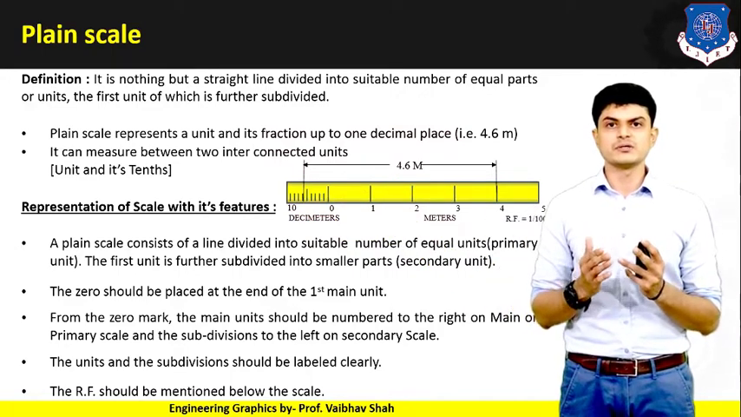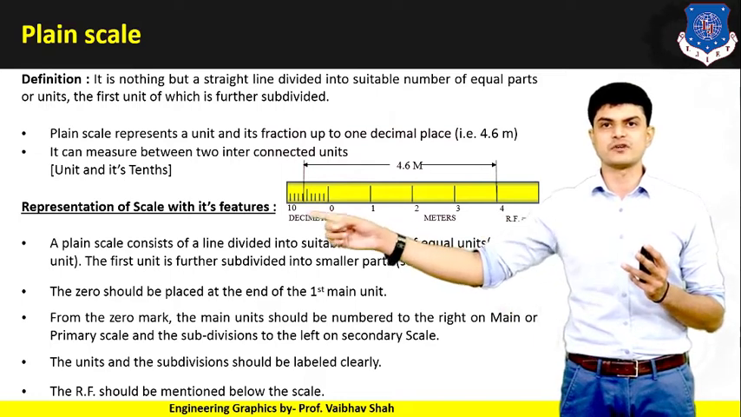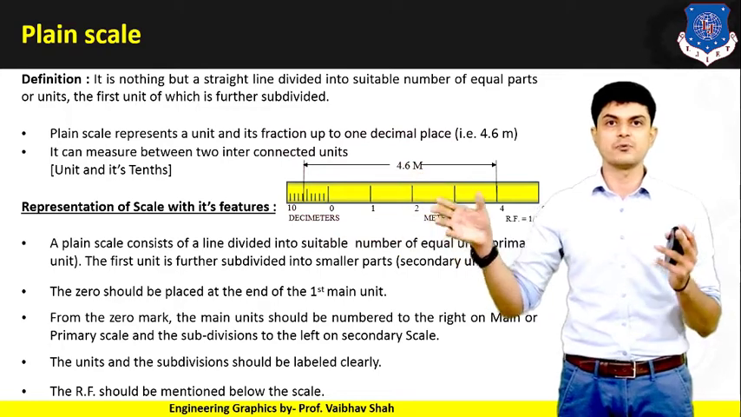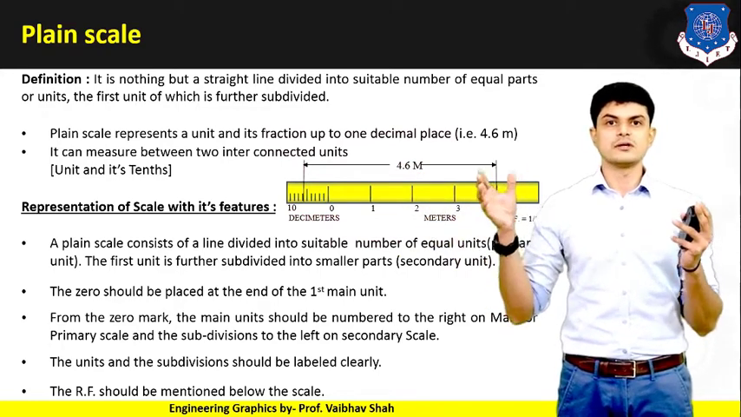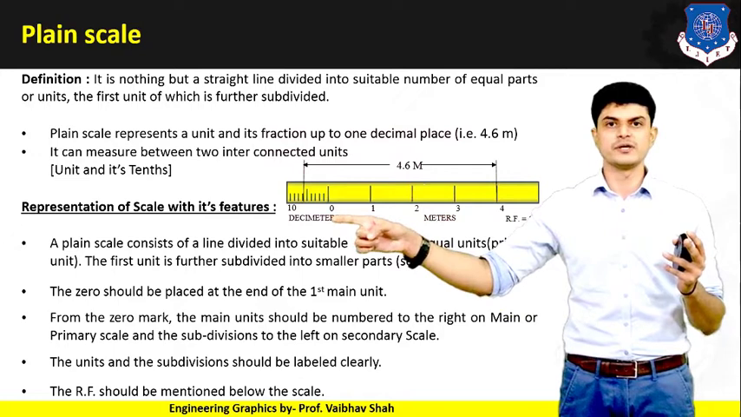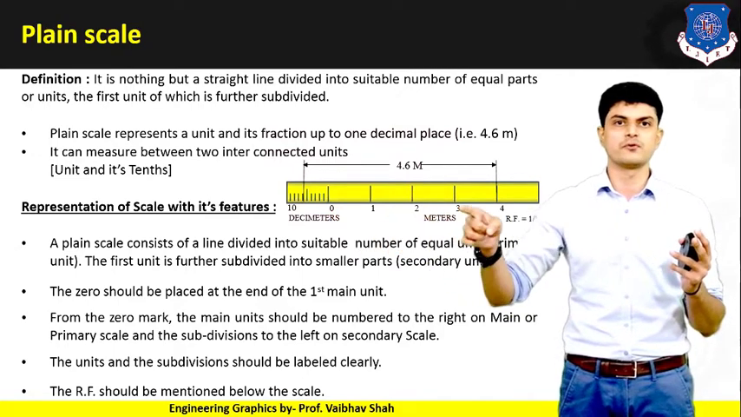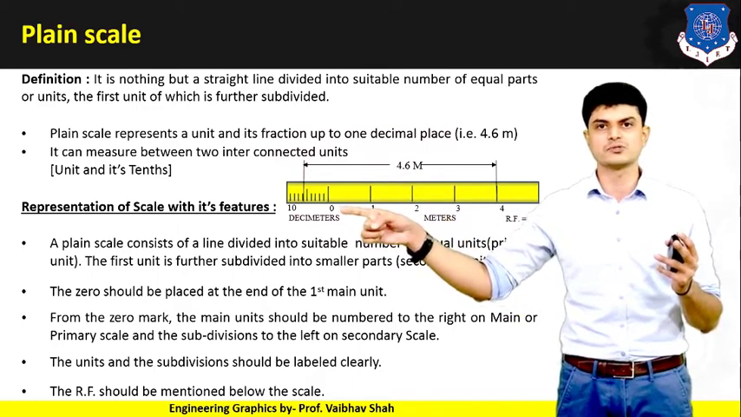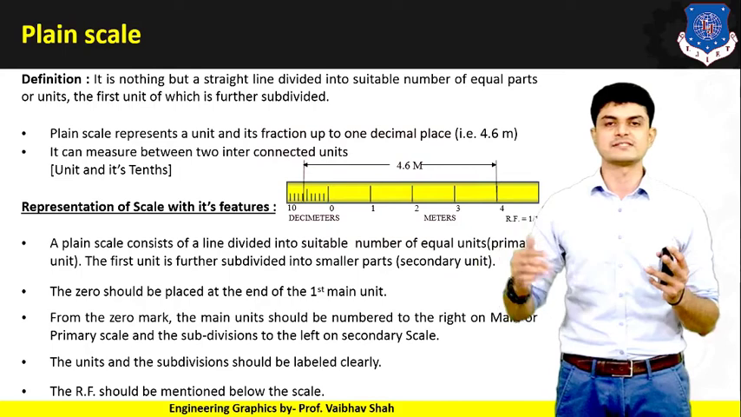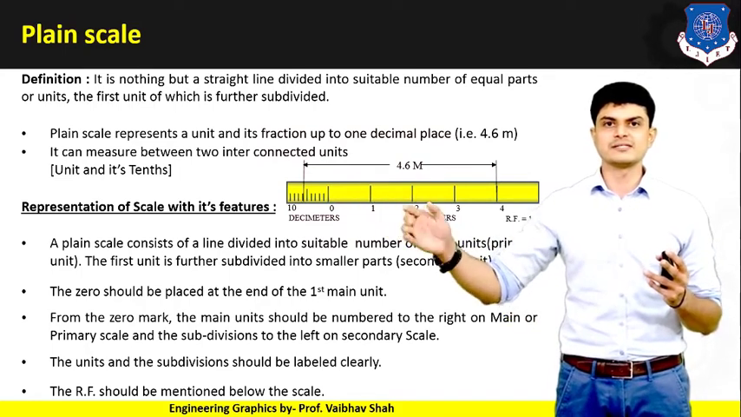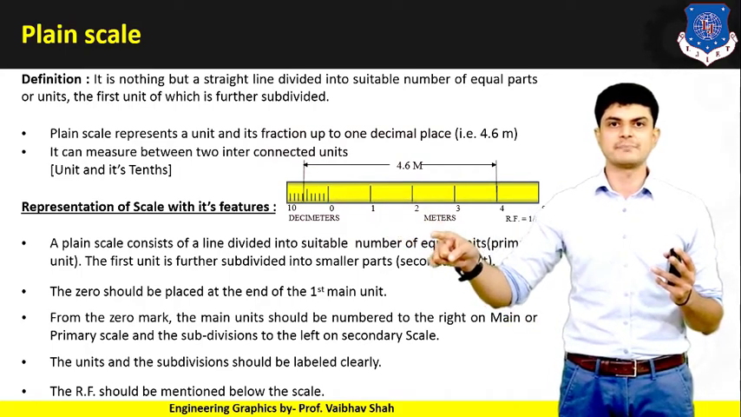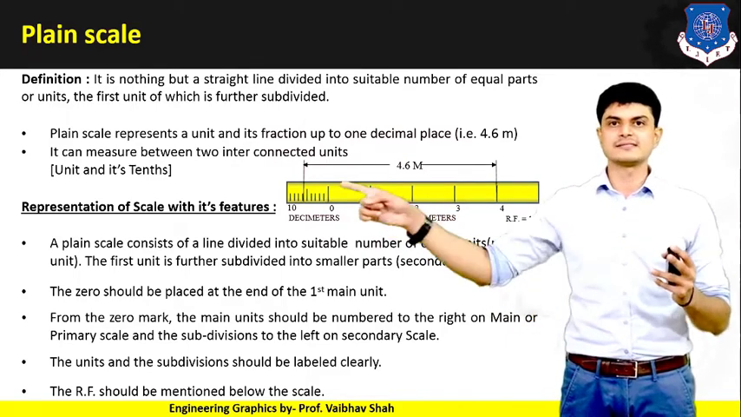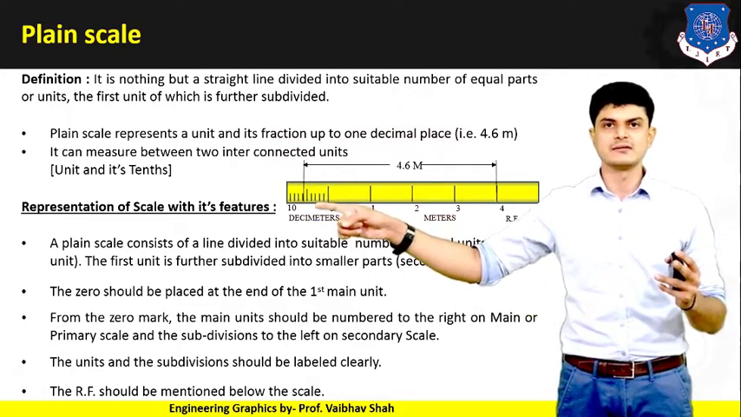Now, we should start 0 at the end of the first division. This is the start of the first division and this is the end of the first division, and we have put 0 for the main scale. We'll write 0, 1, 2, 3, 4 on the main scale on the right hand side, and on the left hand side we'll also start from 0, 0, 5, 10. This scale is also known as your primary scale or main scale, and this is known as your secondary scale.